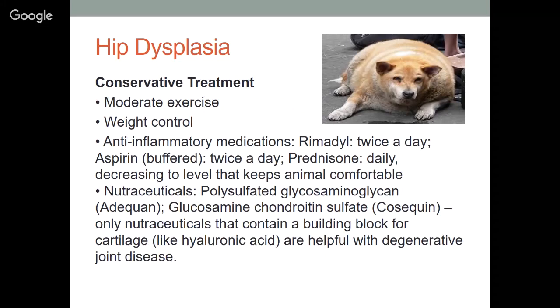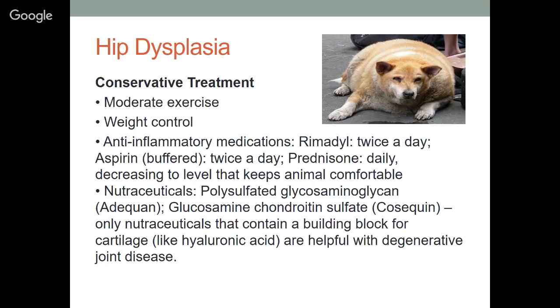Conservative treatment, moderate exercise, weight control is very important. The heavier the animal is, the more pressure we have on the joints. We can use anti-inflammatory medications, Rimadyl twice a day. If we're going to use aspirin, we need to use buffered aspirin because it inhibits all the prostaglandins, which include the good prostaglandins that keep the lining of the stomach healthy. We can give that twice a day. Prednisone: if they're very severe, we can give them a steroid for anti-inflammatory reasons. We want to decrease it to the level that keeps them comfortable.